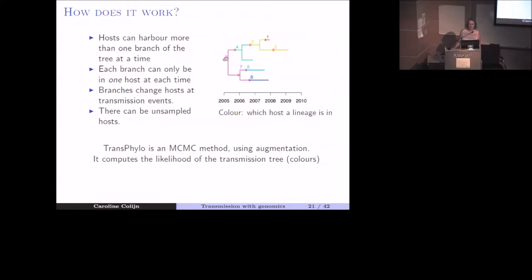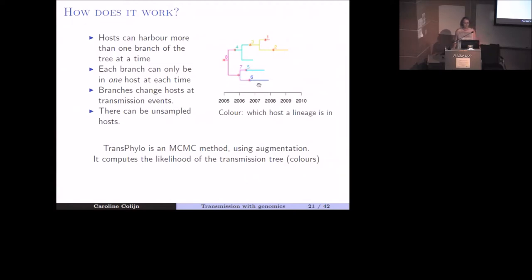So the story of this outbreak is case 8 was unknown. We never sampled a sequence. 8 infected 4. We sampled 4. 4 infected 3, who we never sampled, and 3 infected both 1 and 2. 8 also infected 7, who we never sampled, and 7 infected both 5 and 6.